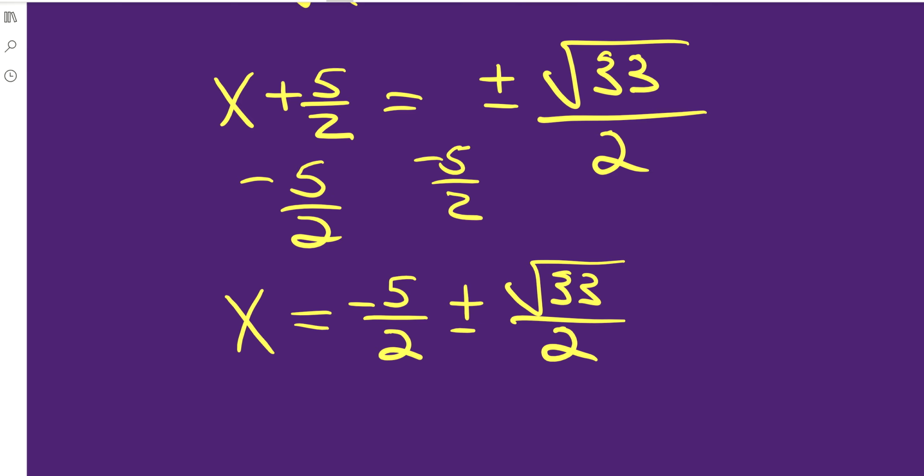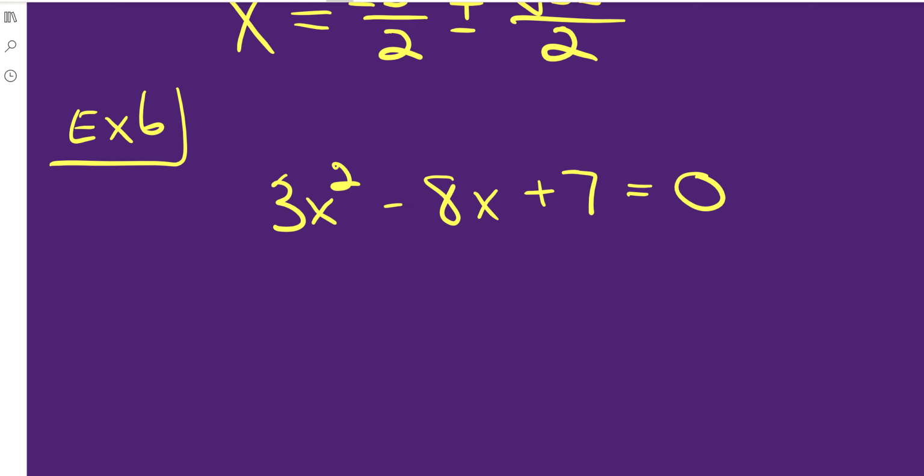Okay, so that was example 5, and we're done with that. Okay, let's go on. Example 6. All right, example 6, here we are. A little bit different now.